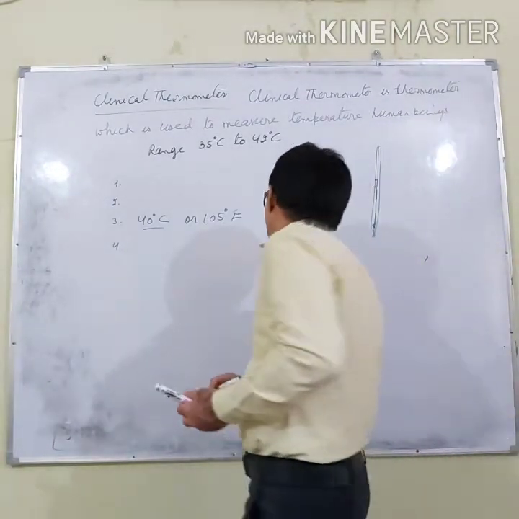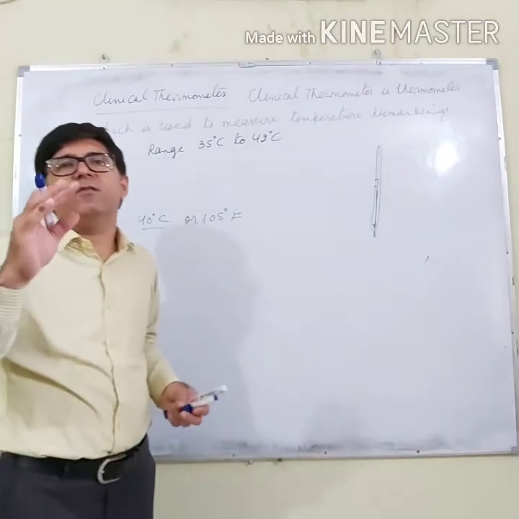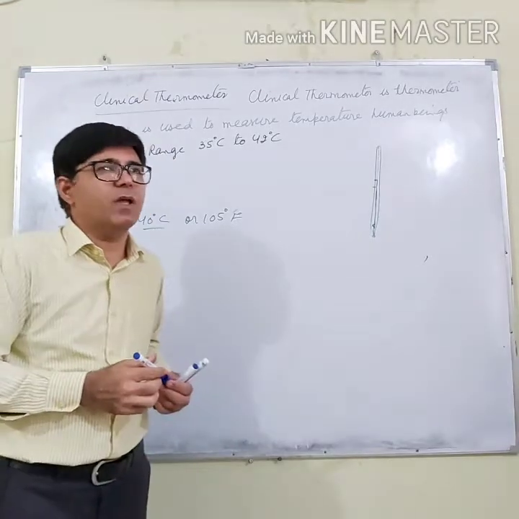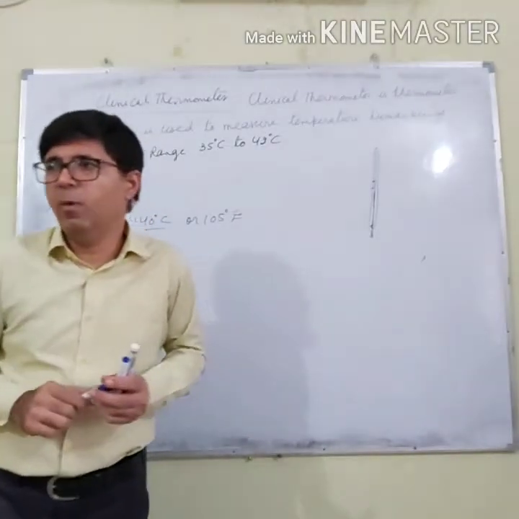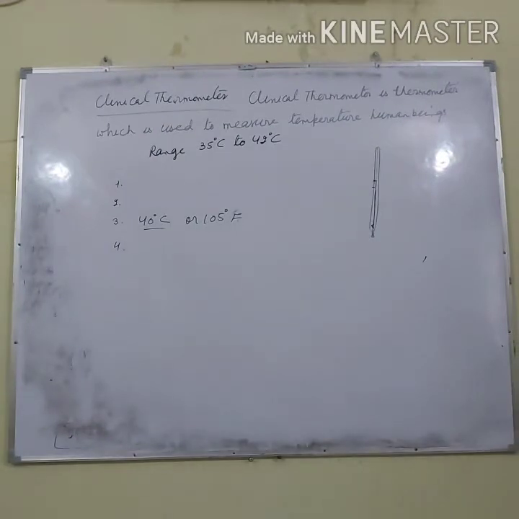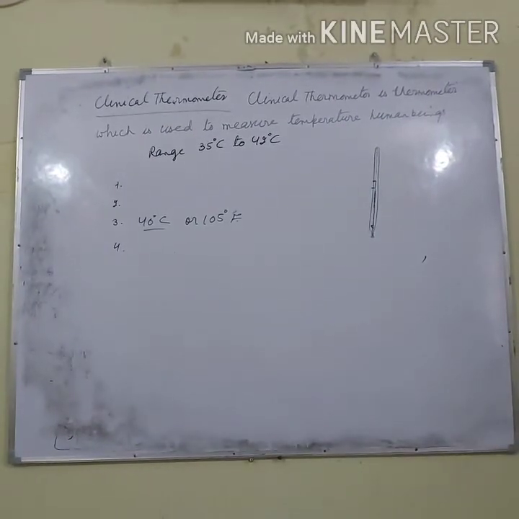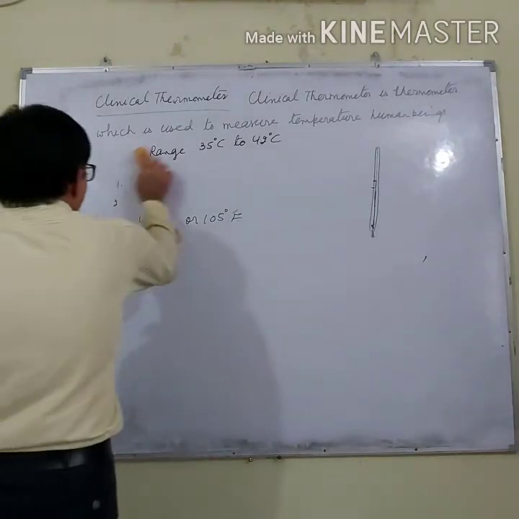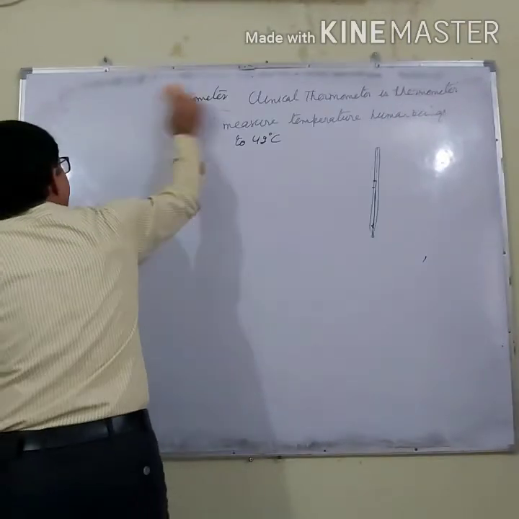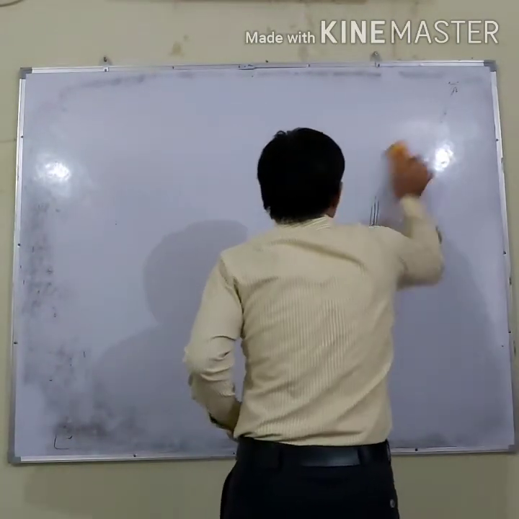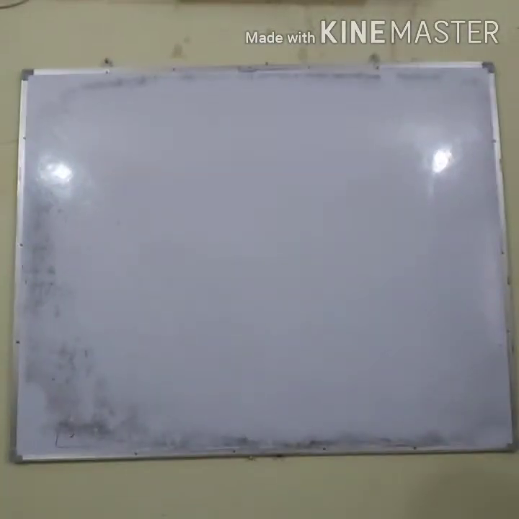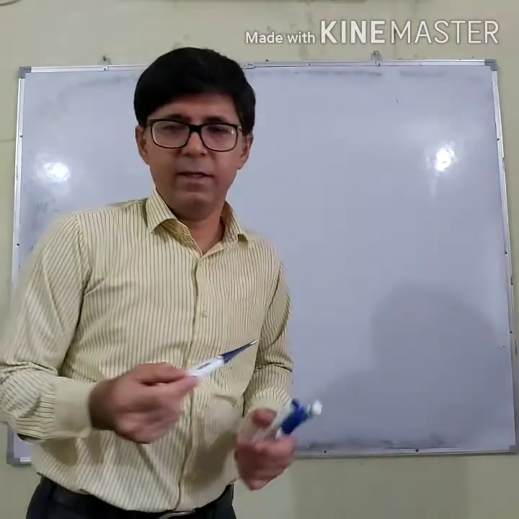Right? And the second point is that mercury expands or contracts very quickly. So because of this reason also we use this clinical thermometer. And the next category of thermometer is the digital thermometer. I have a digital thermometer at my home, so I will show you what a digital thermometer is. Now this is the digital thermometer.